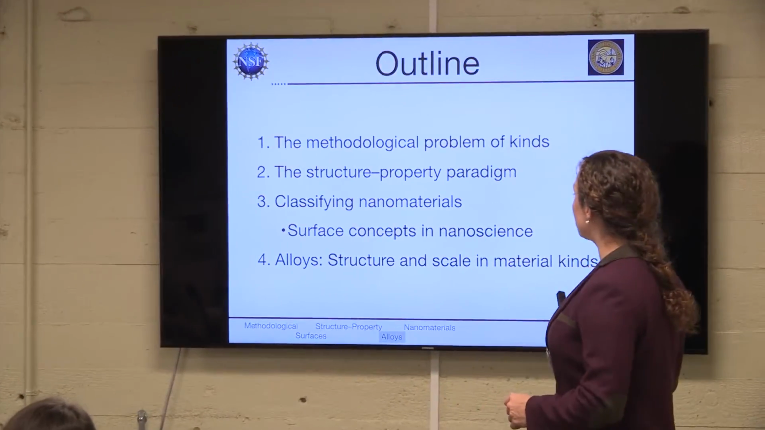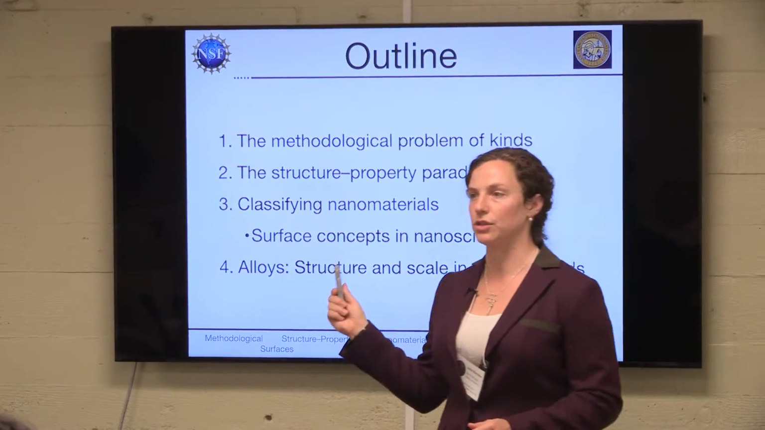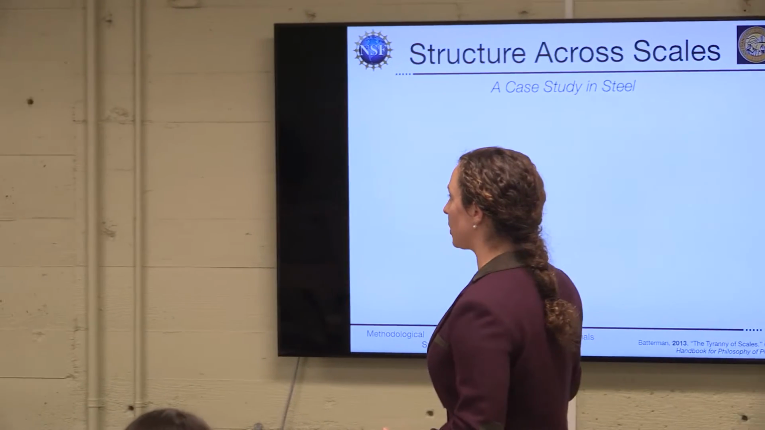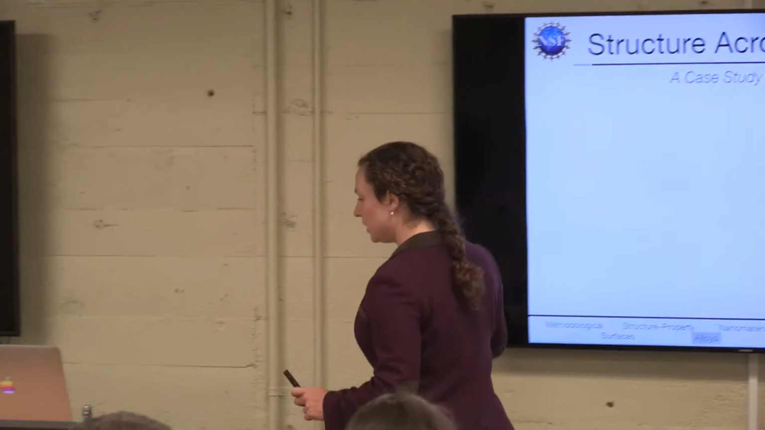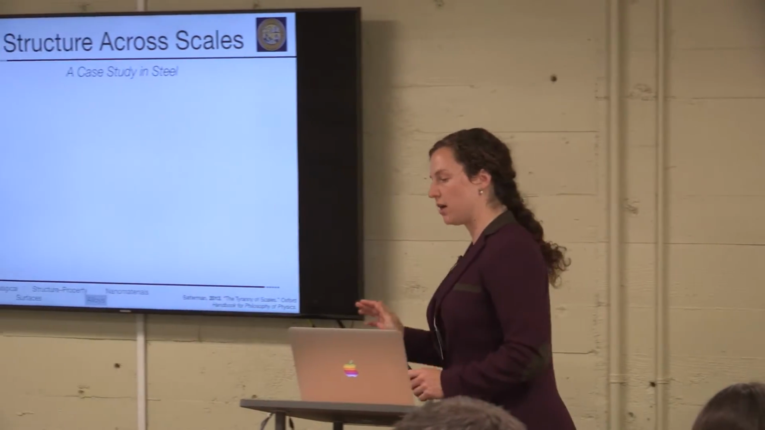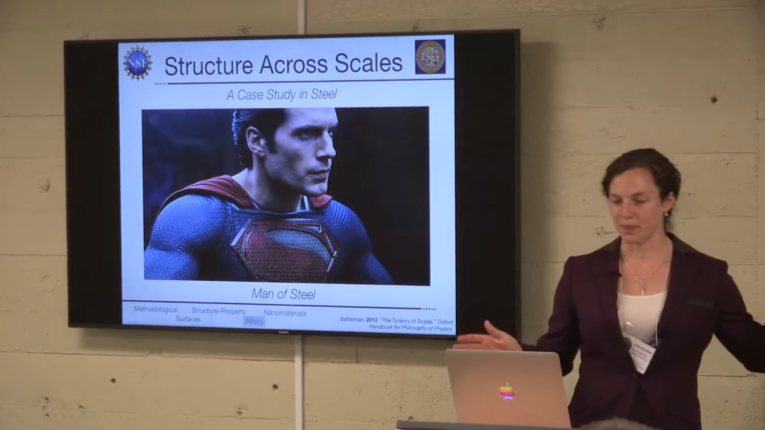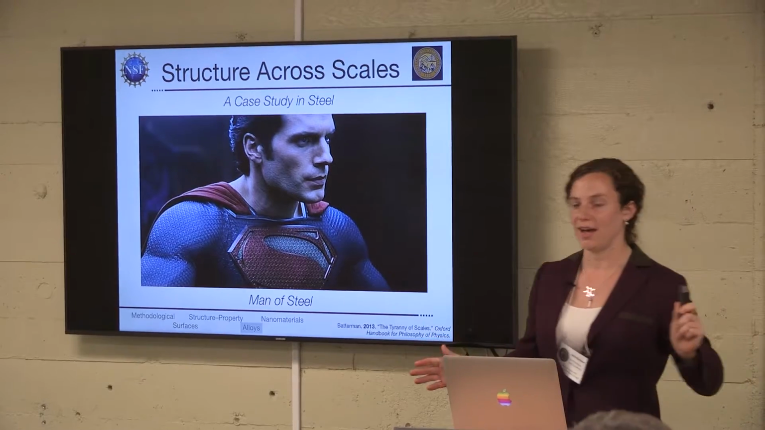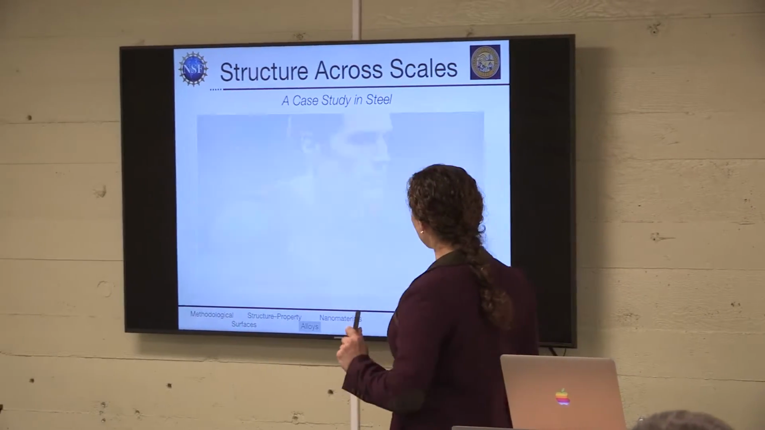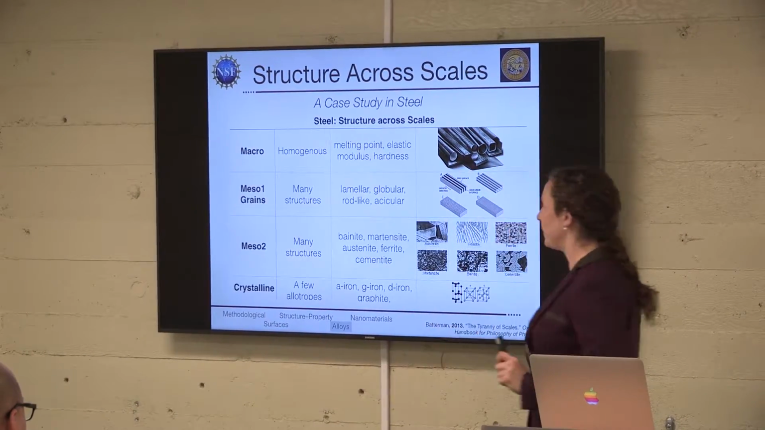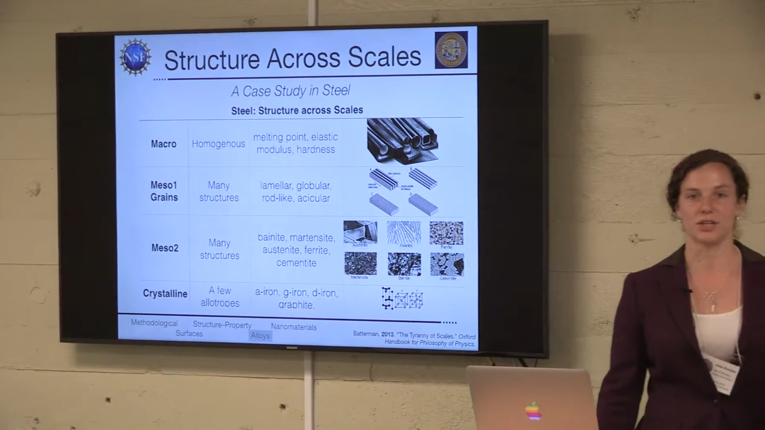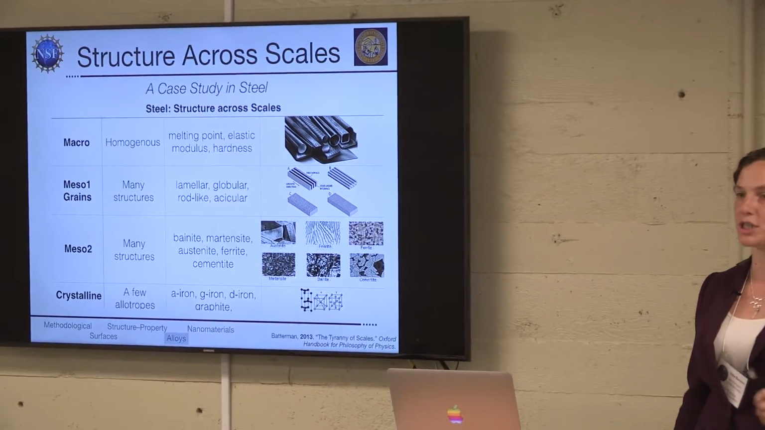Okay, so I'm going to do a similar thing with alloy just to close out here and give us a transition to the next talk. So alloys, multiple metal compounds. I want to look at steel. This is the man of steel. So let's look at what he's made of. He is made of a combination of iron and carbon in various proportions.